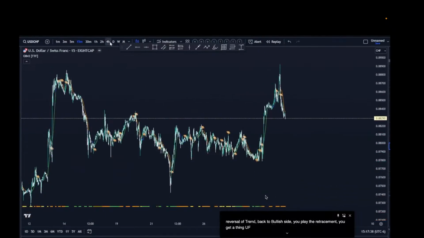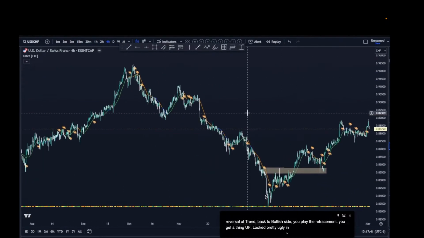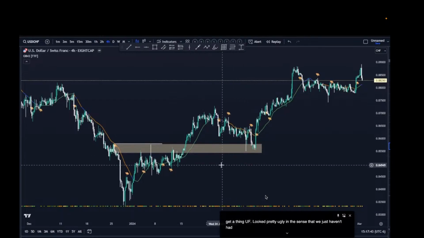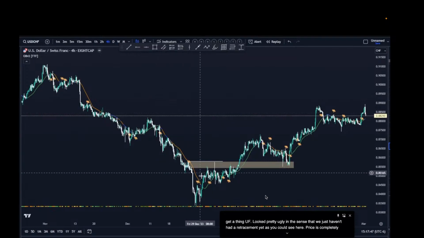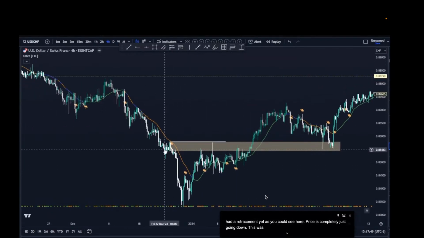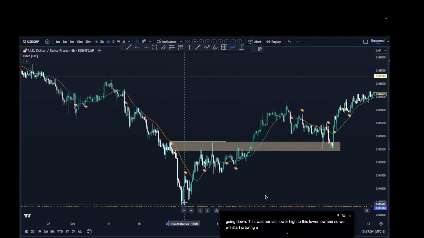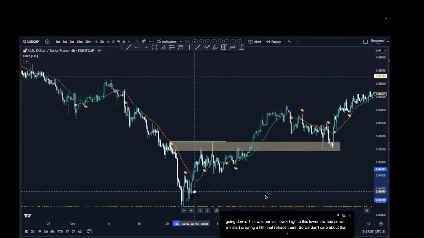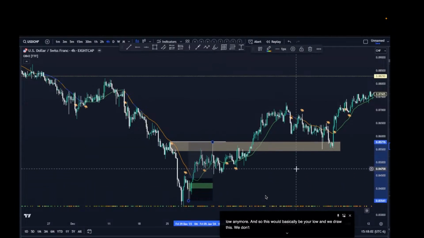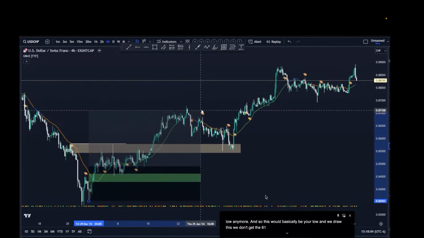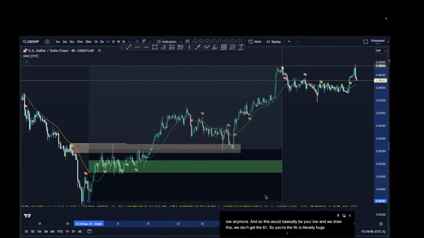I think UF looks pretty ugly in the sense that we just haven't had a retracement yet. As you could see here, price is completely just gone down. This was our last lower high to this lower low, and so we would start drawing a fib that retrace there, so we don't care about that low anymore. And so this will basically be our low, and we draw this, we don't get the 61, so the fib is literally huge. It's all the way up to here.